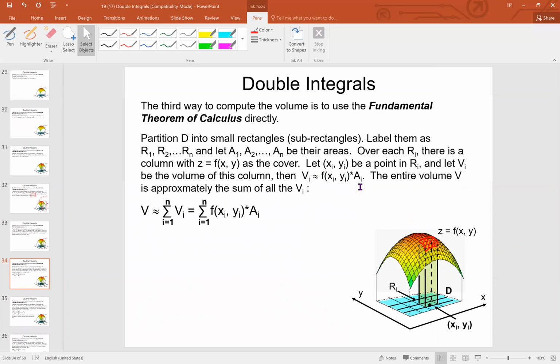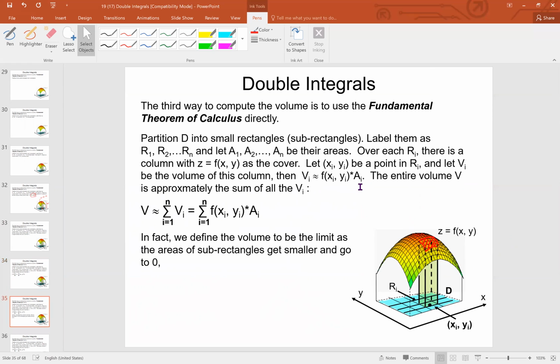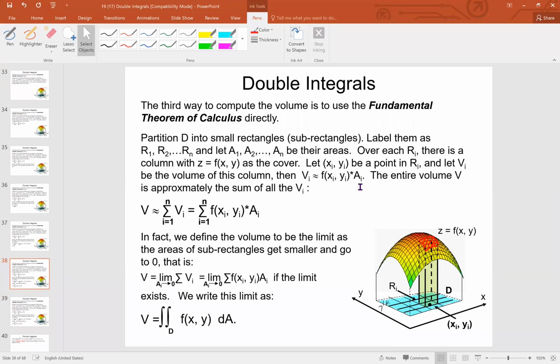I add all those V_i's together for each subrectangle. Then I let the area of each subrectangle become smaller and smaller, going to 0. If the limit exists, I call that limit the volume. We write it in this manner, and notice this is the differential with respect to A, where A is the area of a subrectangle. And then the following theorem says all three of them are the same.